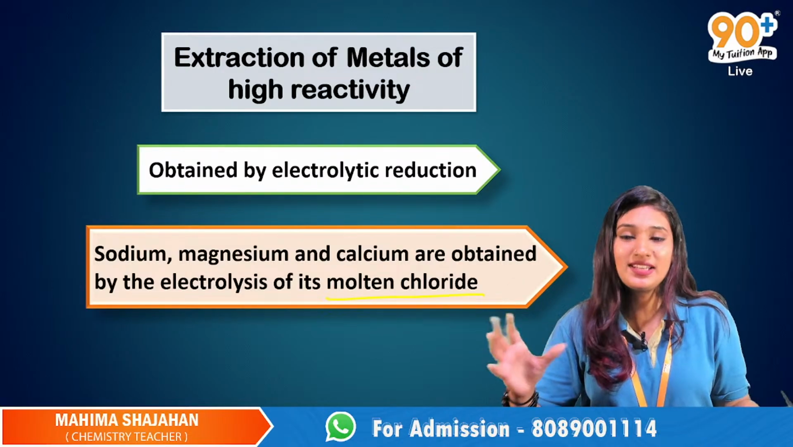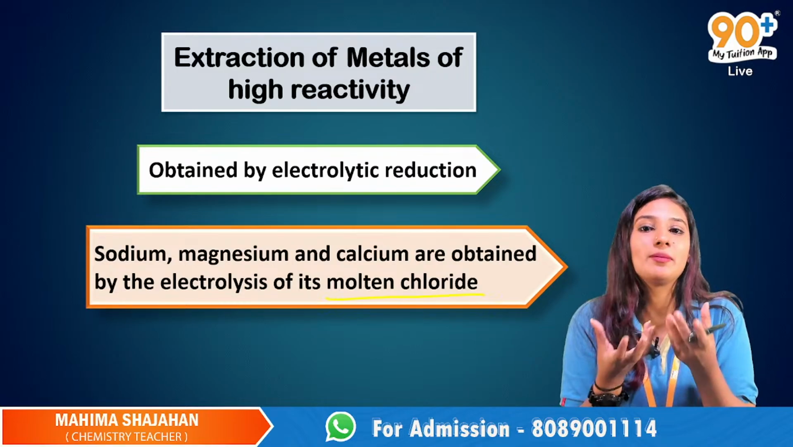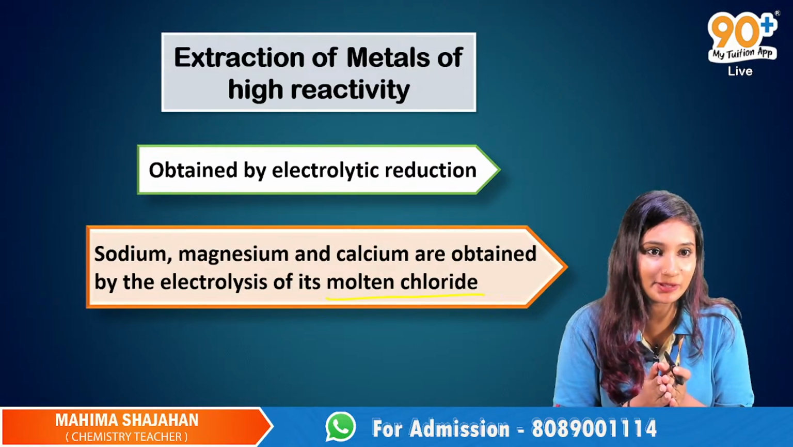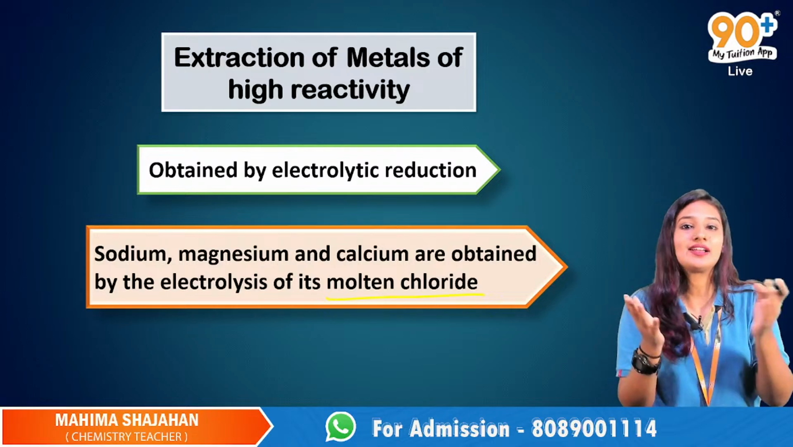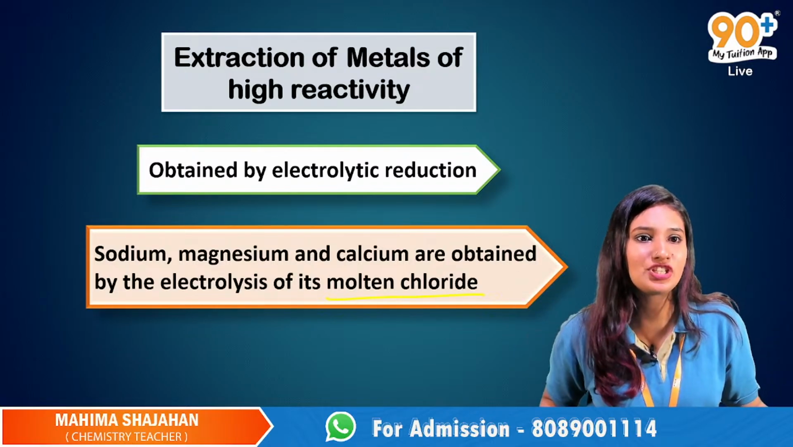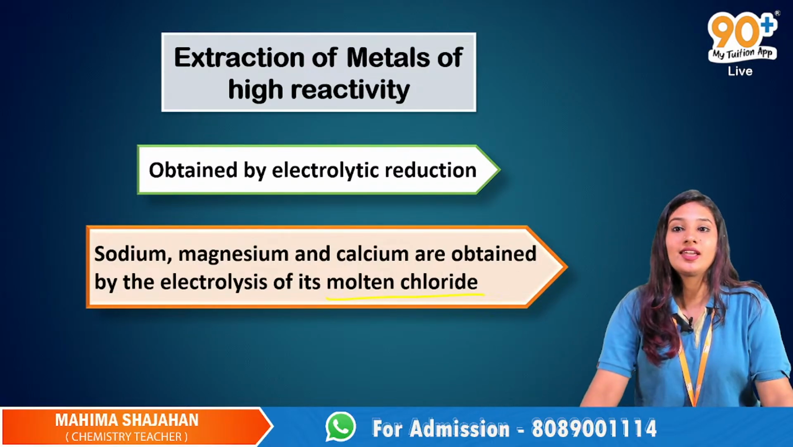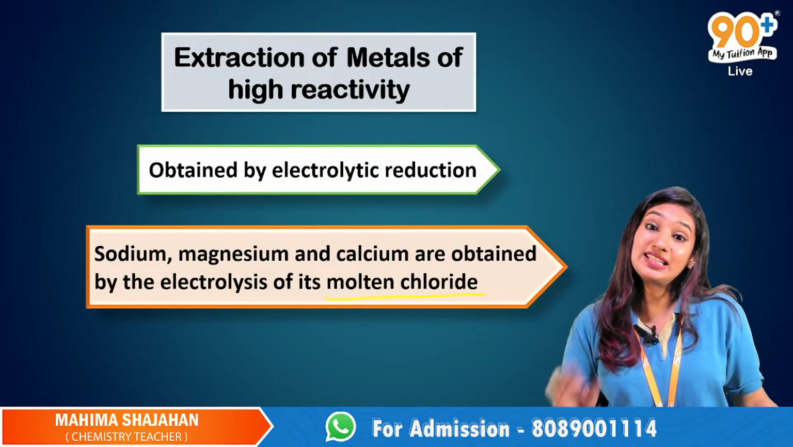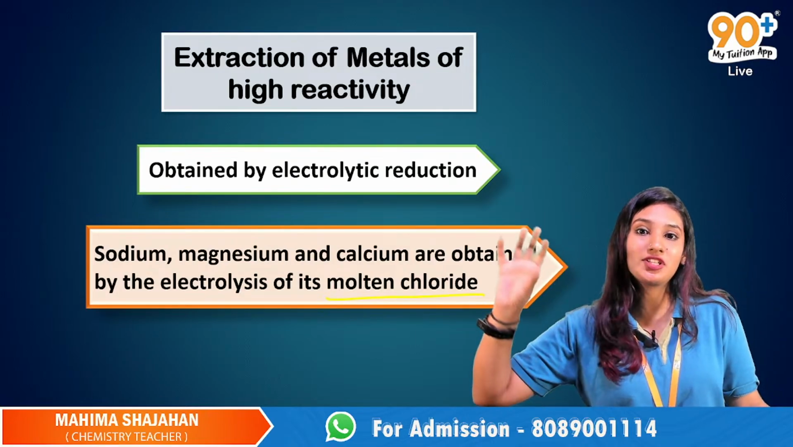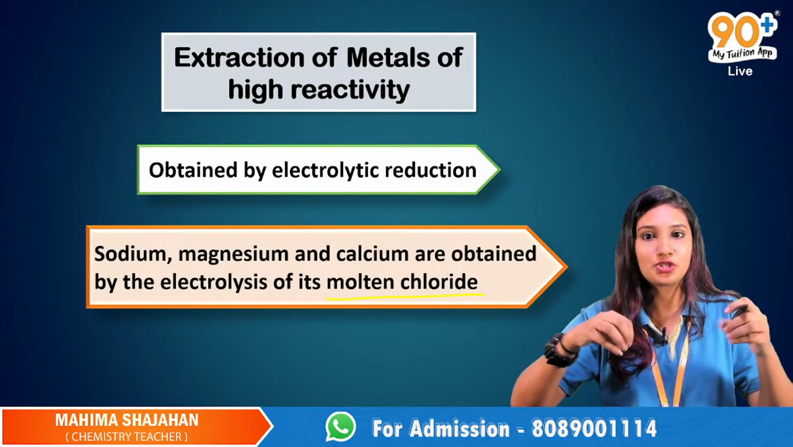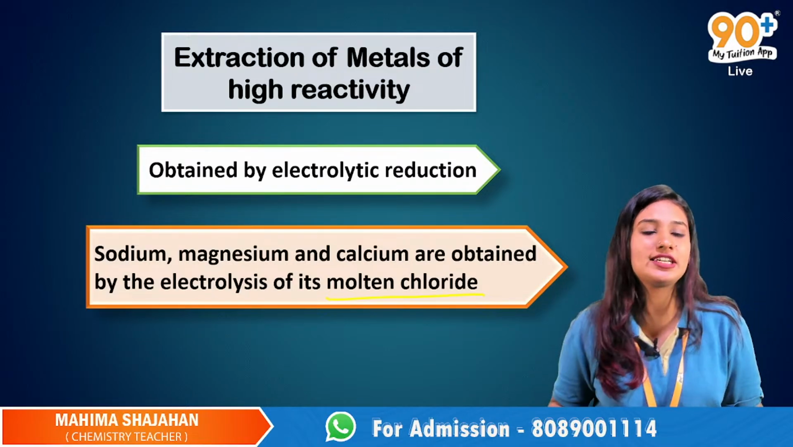Molten means it is melted, in liquid form. Electrolytic decomposition means that we are passing electricity through a compound so that it gets split into simpler products. So that is electrolytic decomposition.